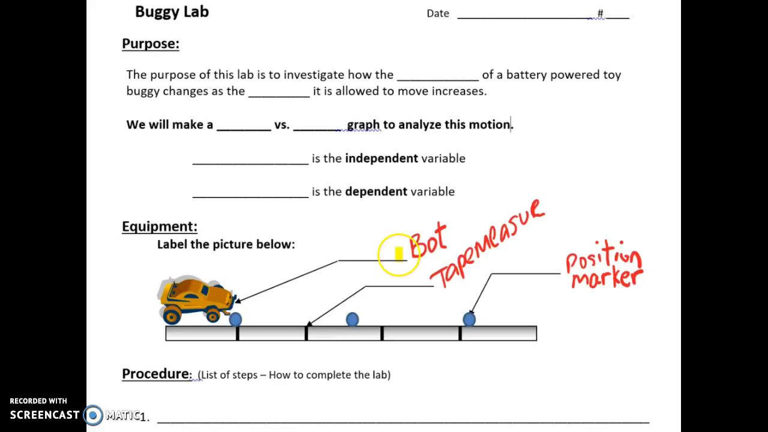We didn't have a buggy, we had a bot, and we can use floor tiles. We used a tape measure to mark position, and we had position markers though. So have that in on your sheet. You already have your graph, so you should be able to say confidently what is your independent variable. You would write that here, and what is your dependent variable.